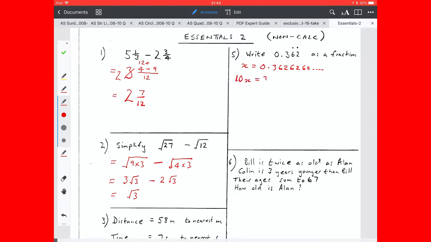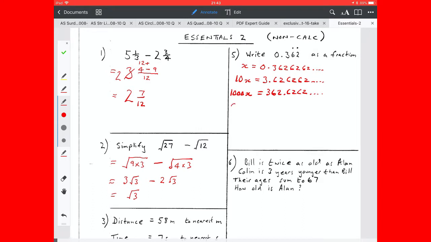If I multiply that by 10, I get 3.626262, and so on. Now I need to create another number with 6262 as the decimal. So I'll need to move the point 2 more places, which means multiply by 100. But if I multiply 10x by 100, I get 1000x. And that 1000x will be 362.6262, and so on.